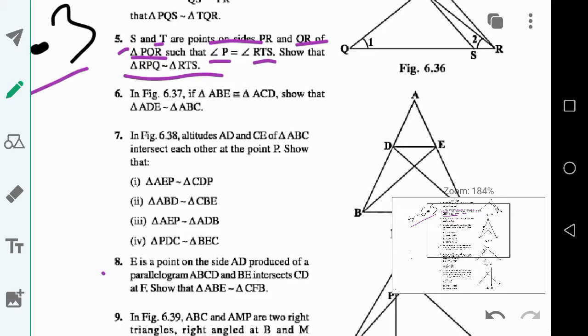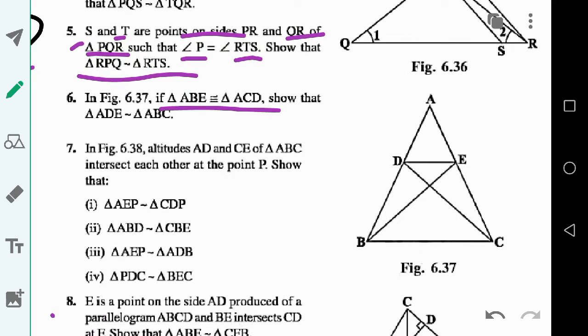Question number 6. Here you see in the given figure 6.37, triangle ABE and triangle ACD are congruent. Then we need to show triangle ADE is similar to triangle ABC. Triangle ADE is this one and ABC is this one. They are similar, that has to be shown here. Let me show you how to solve.